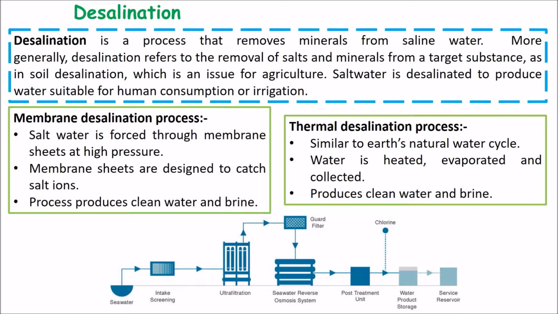Desalination is a process that removes minerals from saline water. There are two main ways that this can be done. So, membrane desalination process involves salt water being forced through membrane sheets at high pressure. The membrane sheets are designed to catch the salt ions, which leaves the salt ions behind, and the water is allowed to pass through.